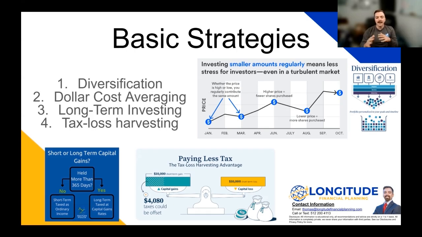Tax loss harvesting is right on the edge of basic and advanced strategy, so that a loss can offset a gain in a portfolio in any given tax year is something to be aware of. Unless you have a large stock portfolio that you're managing, there's not a huge amount of gain to be had by tax loss harvesting, but it is something to be aware of.